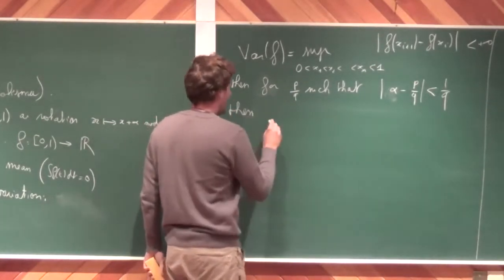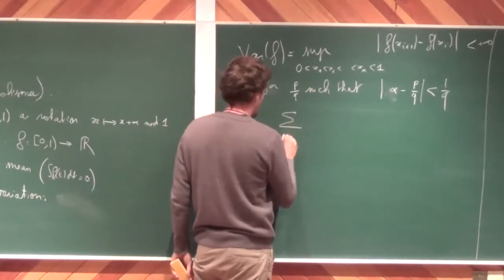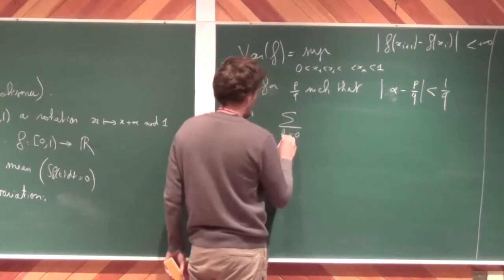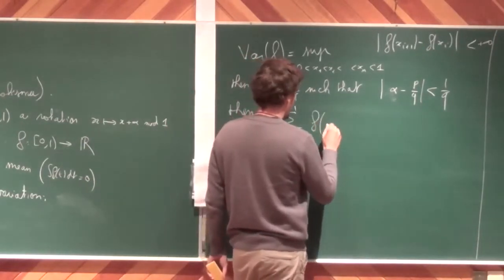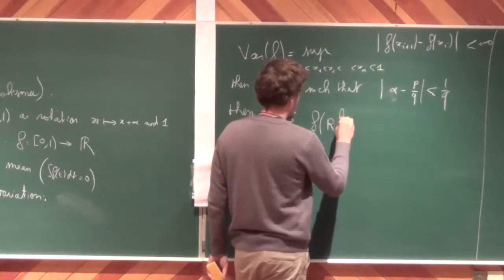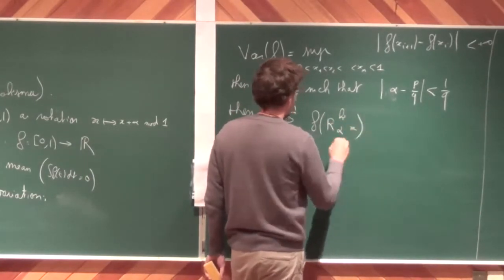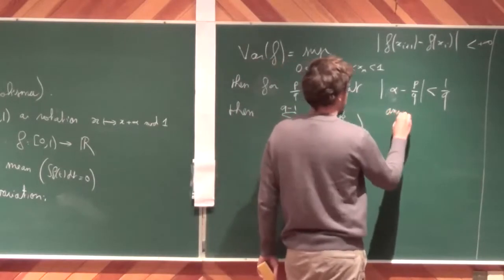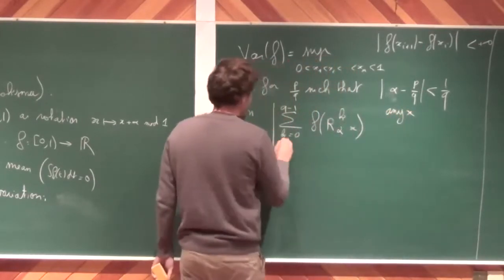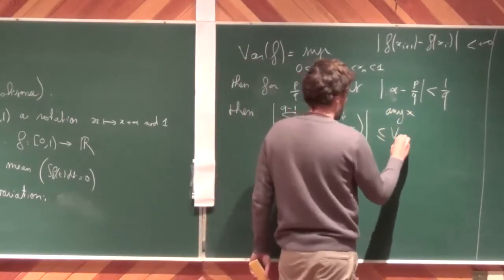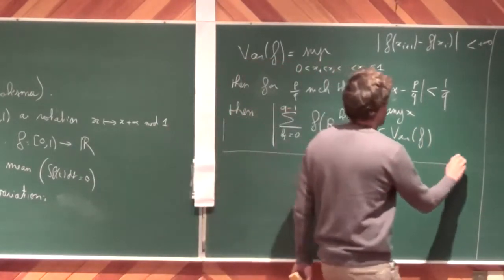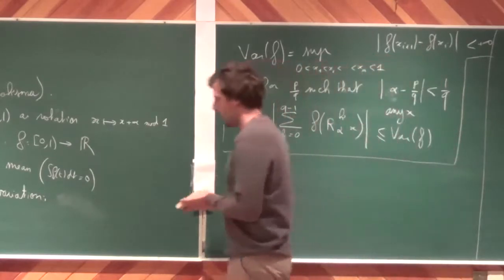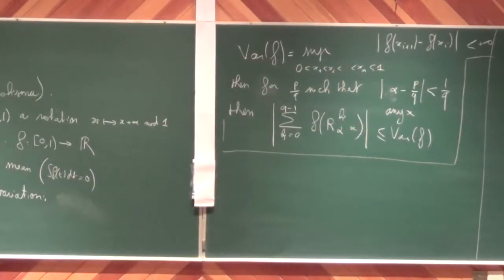Then the sum from k between 0 and q minus 1 of the function, f(x plus k alpha), for any x, is smaller than the variation of f. And so there's only one thing important here.